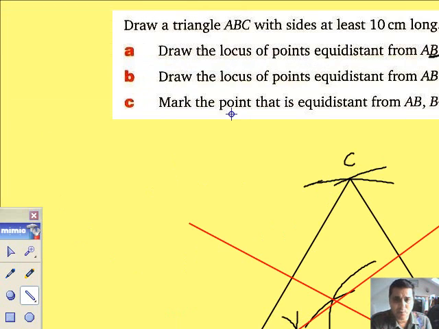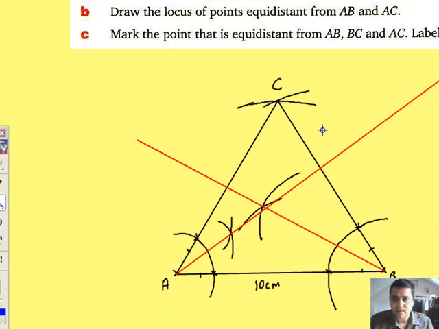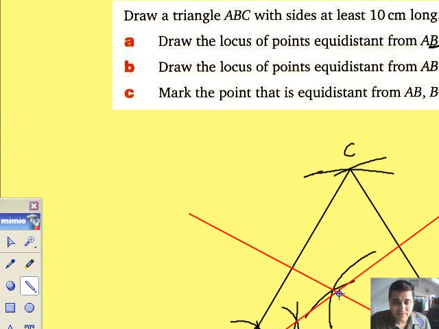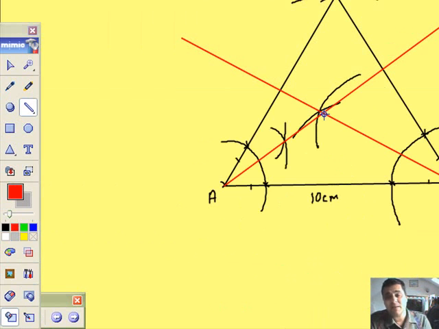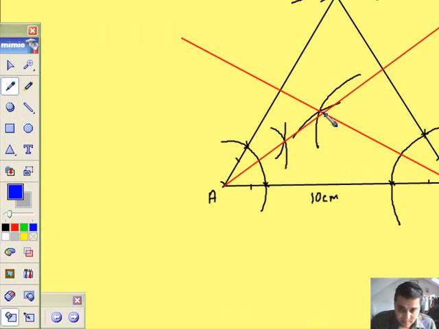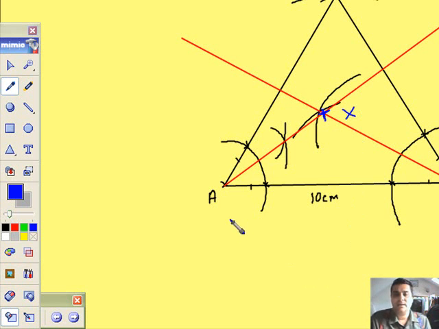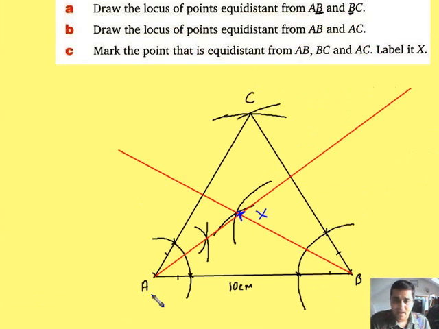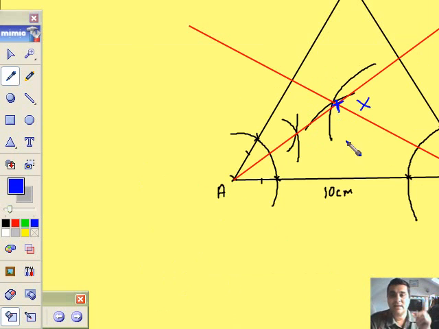It says mark the point, one point, that is equidistant from AB and BC and AC. In other words, this point here, right there, should be right in the middle of the triangle. Of course it's not at all. Can't help that, I'm sorry, but there it is. Right there is the point labelled X. So I've bisected this angle, I've bisected this angle, and the two bisectors intersect each other in the middle, and that's where the point X should be. It should be right in the middle of the equilateral triangle.